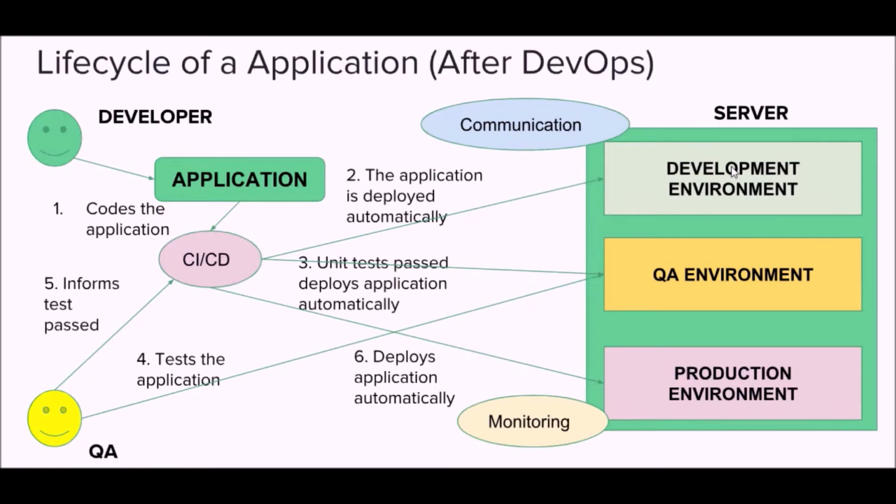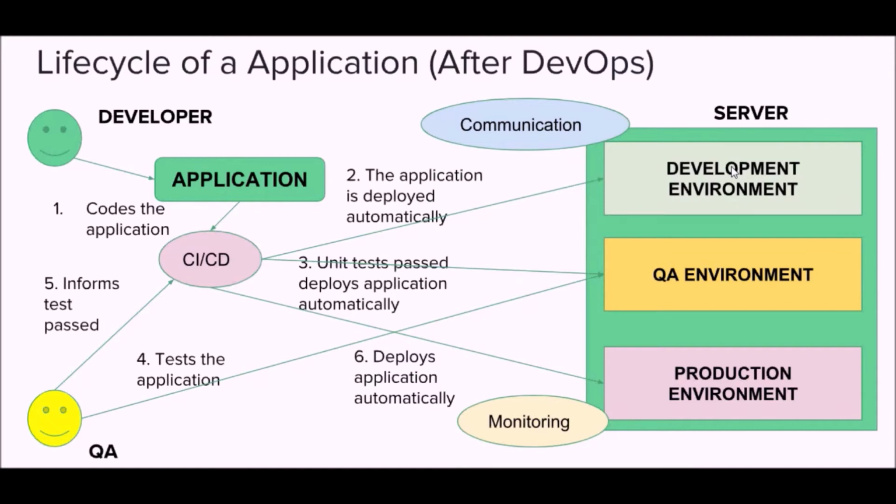4. QA tests the application. 5. Tests pass, and CI/CD is informed, which is the continuous integration and continuous delivery framework. Finally, the code is deployed to production in an automated fashion.